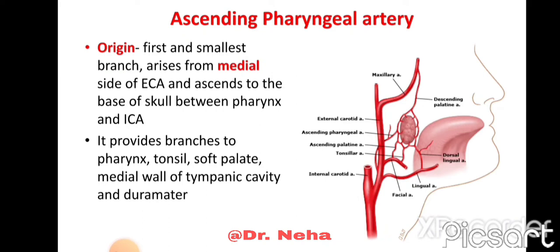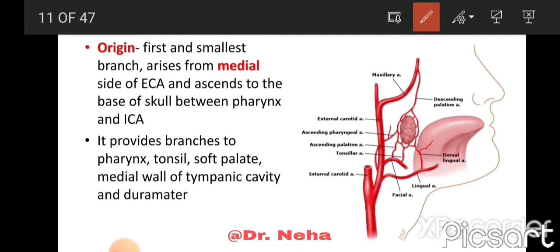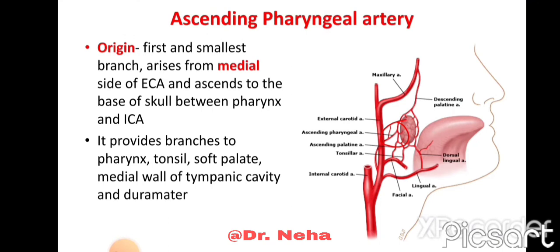In the diagram we can see the ascending pharyngeal artery. This is the ascending pharyngeal artery which is supplying these structures.